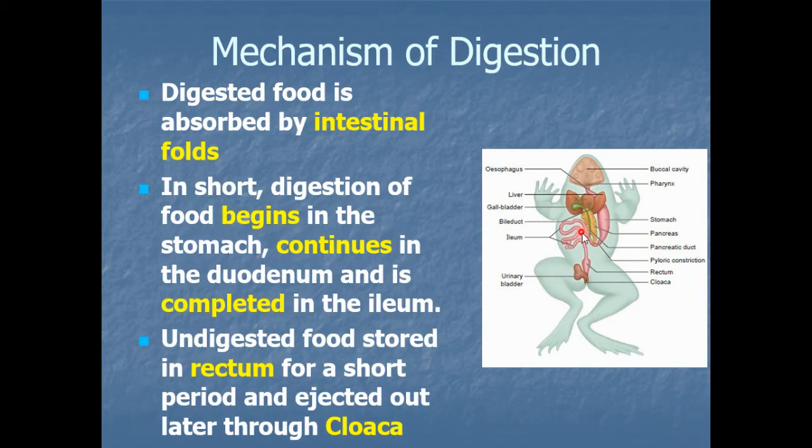So now the digested food moves to the ileum. So in short, food digestion starts in the stomach, continues in the duodenum, and is completed in the ileum. And the undigested food is stored in the rectum for a short period and is ejected out later through the cloaca. So that completes the mechanism of digestion. Thank you.